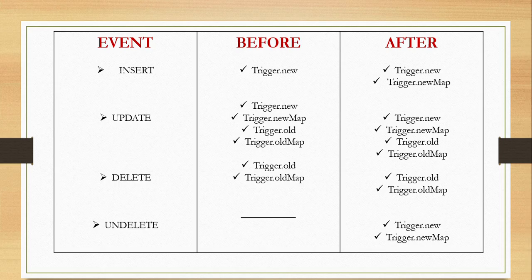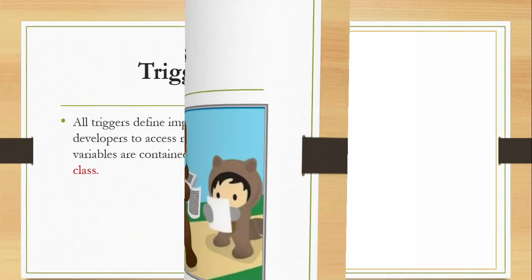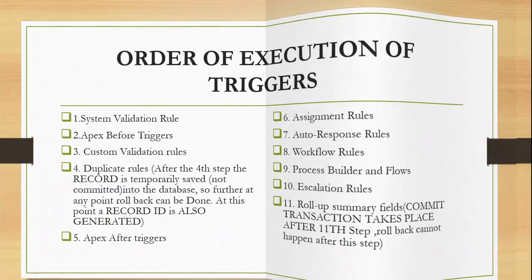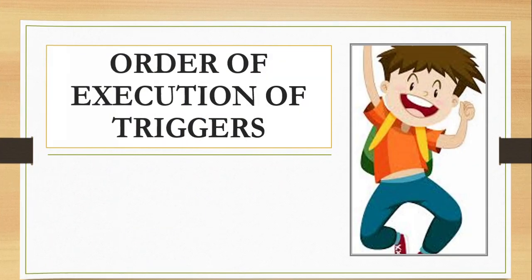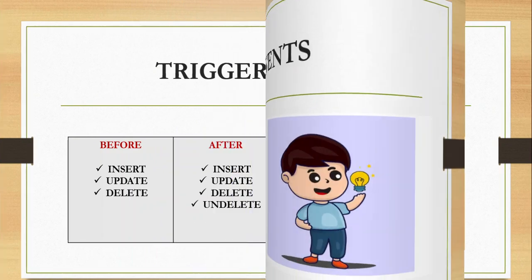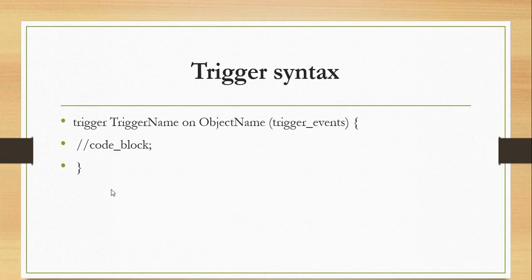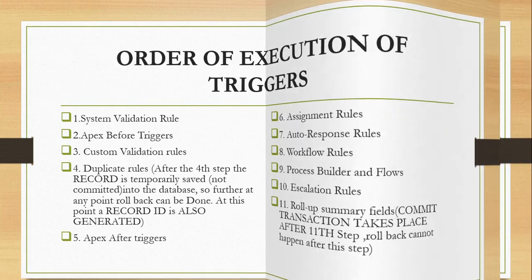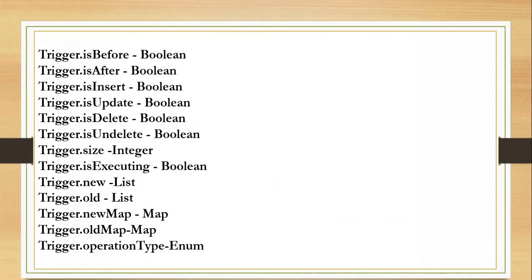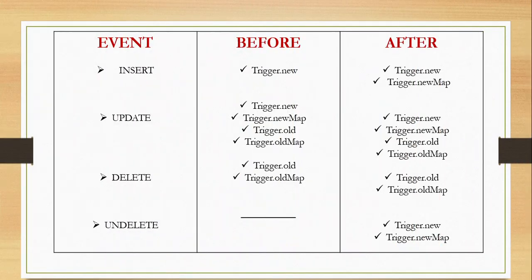In the undelete event, before is not used, because as we already saw in the previous slides, before undelete is not there. And in after undelete, trigger.new and trigger.newMap are used.